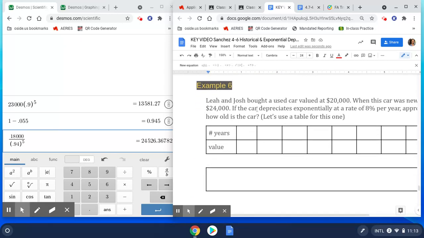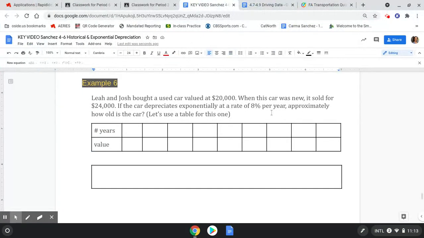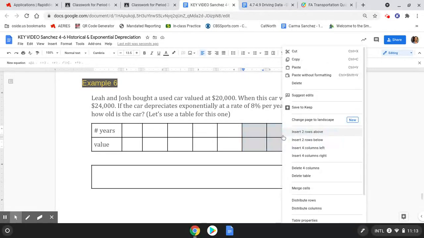All right, example 6. Josh and Leah just bought this used car for $20,000. When this car was new, it was sold for $24,000. If the car depreciates, when the car was new, it was $24,000. So at year 0, and by the way, these are going to start to get too full, so let me just go ahead and delete some of these.